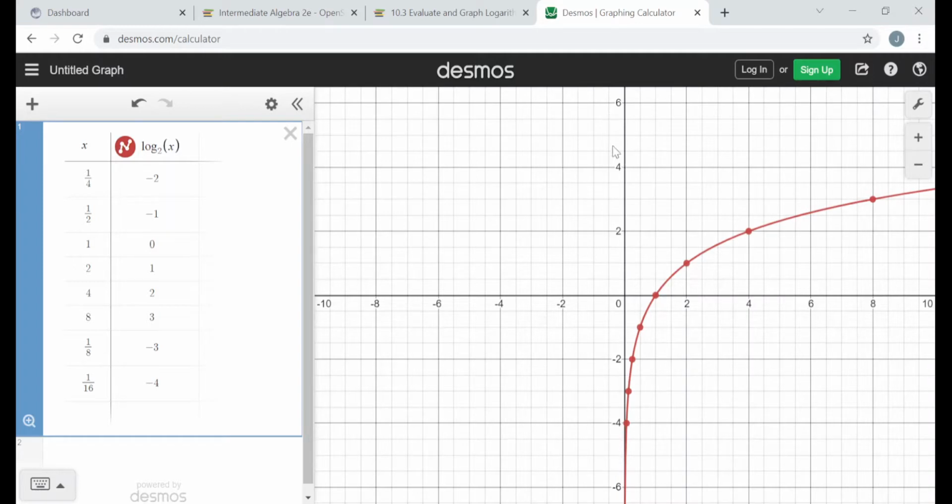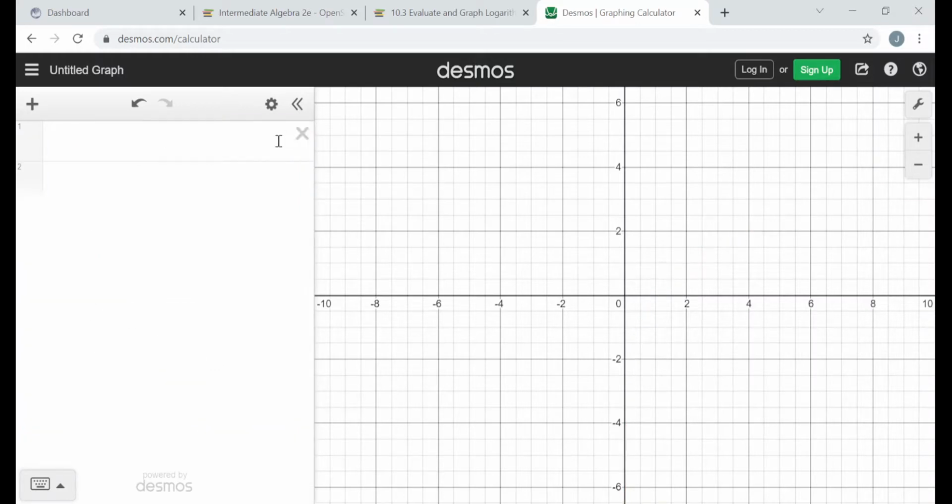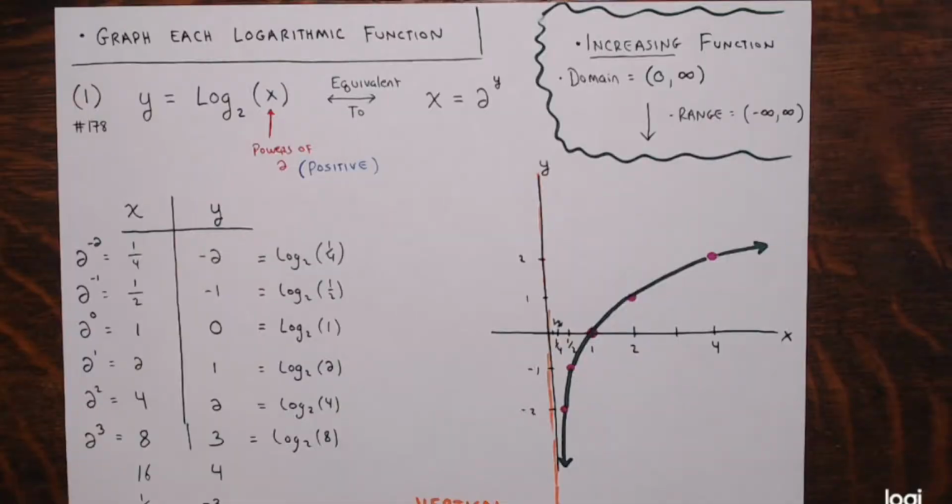But again, the y-axis, x equals 0, is the vertical asymptote for these basic logarithmic functions. It's an increasing function. The domain is only positive numbers, and the range is all real numbers. Great. All right, so let's go back now to our next example.